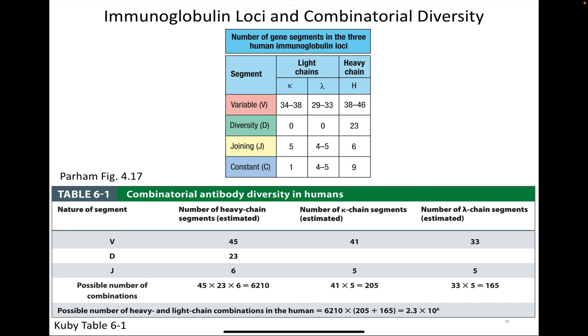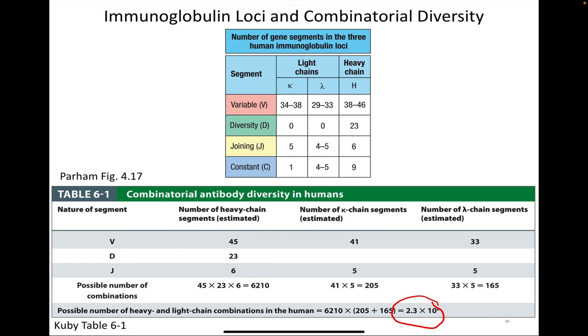But we can come back to this exact issue that we looked at before, and we have to realize one other thing. In this table, we got to about 2 million different antibody combos from a couple hundred genes.